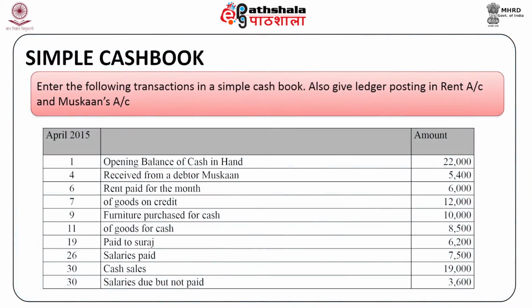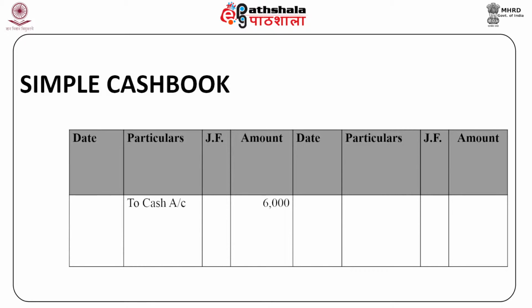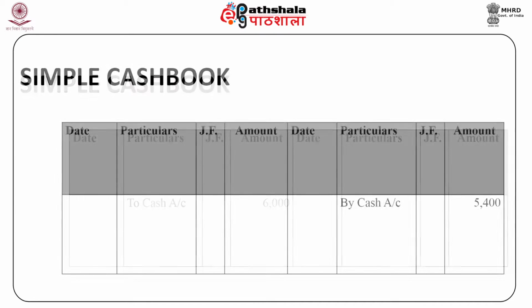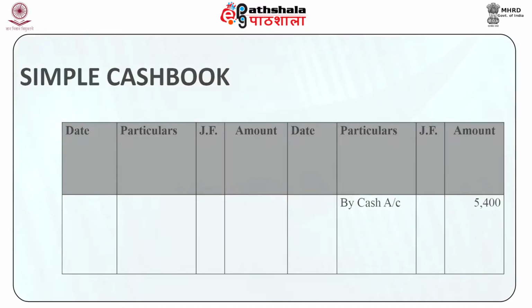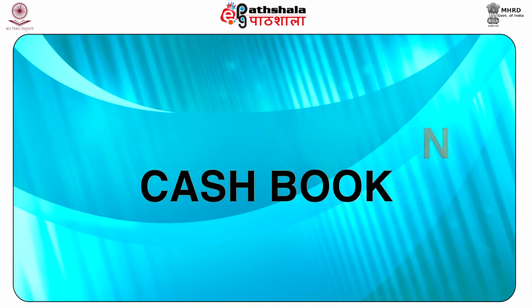Enter these transactions in a simple cash book. Also give ledger posting in rent account and Muskan's account. We can see this on the screen. Then there are ledger postings which discuss rent account. Then there is Muskan's account. Now we can discuss double column cash book.